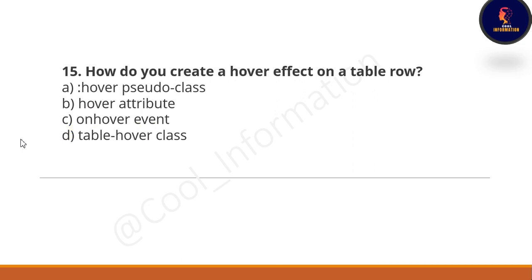Next question. How do you create a hover effect on a table row? Option A, by using the :hover pseudo-class. Option B, hover attribute. Option C, onhover event, and last option is table-hover class. Correct option will be option number A. We can create a hover effect on a table row by using the :hover pseudo-class.